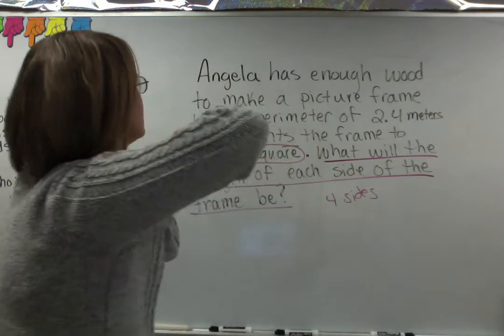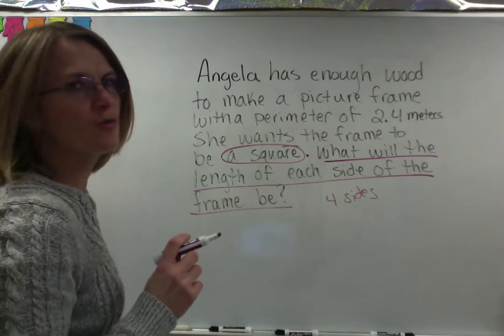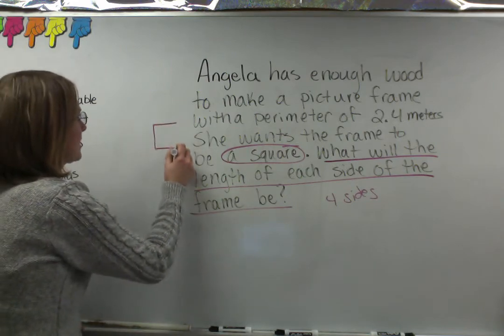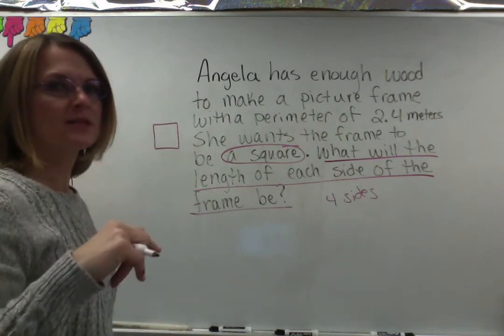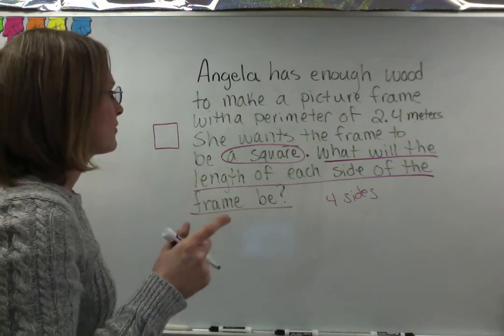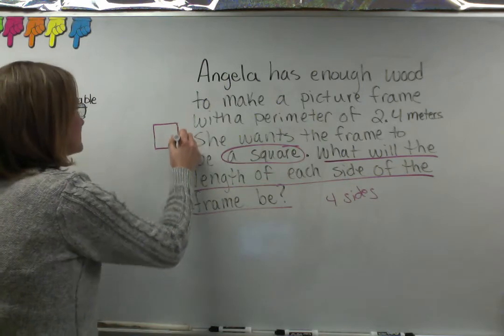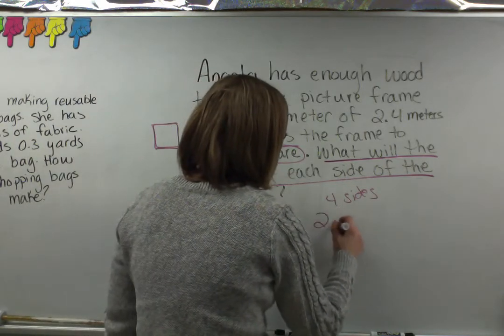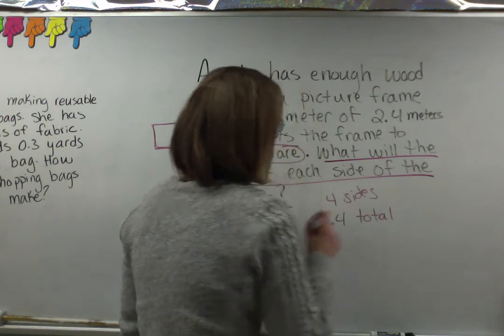Now, what do I need to know about the length? Picture a frame with a perimeter of 2.4 meters. Now, if you guys remember, perimeter is the distance around something. So if she's going to have a perimeter of 2.4 meters, that means all her sides together are going to be 2.4 meters. So 2.4 meters is the total of all of her sides.